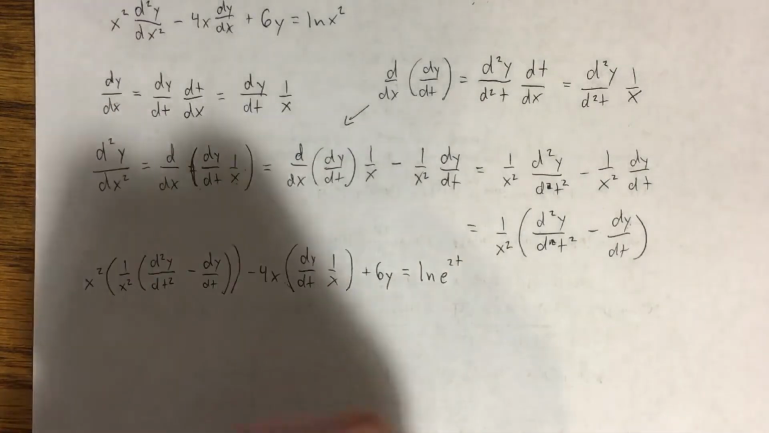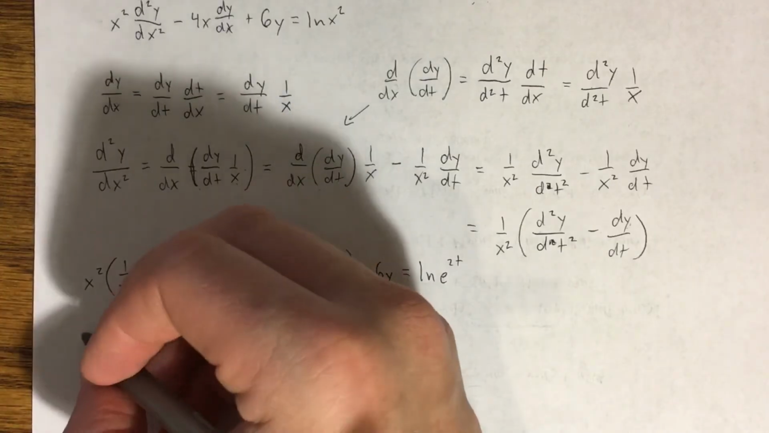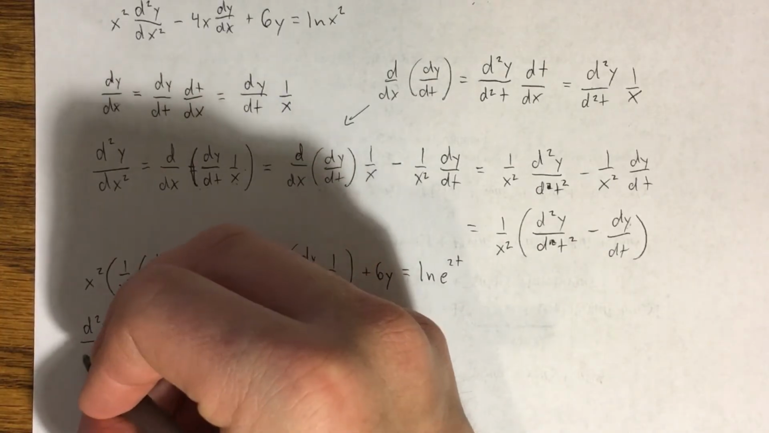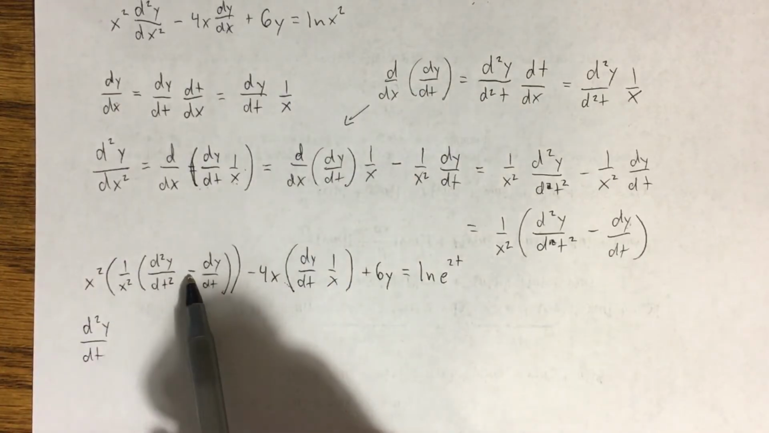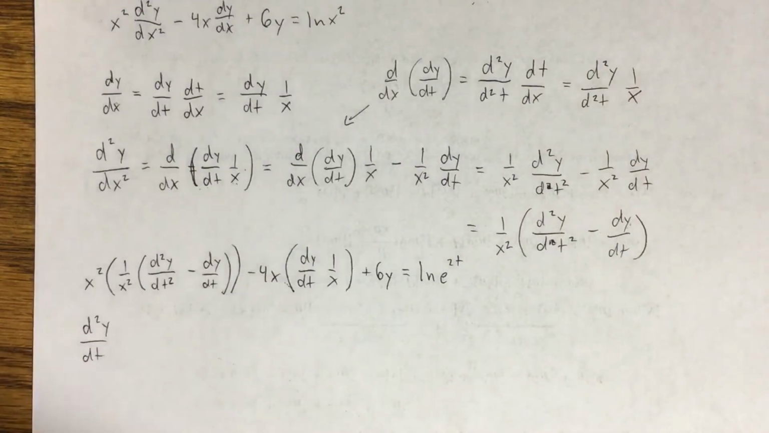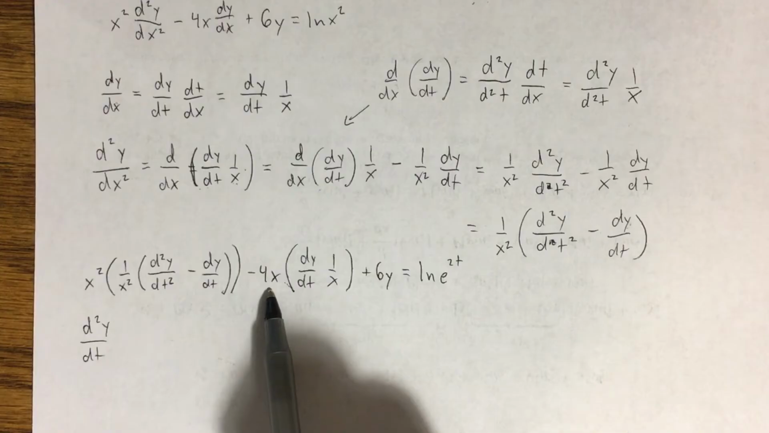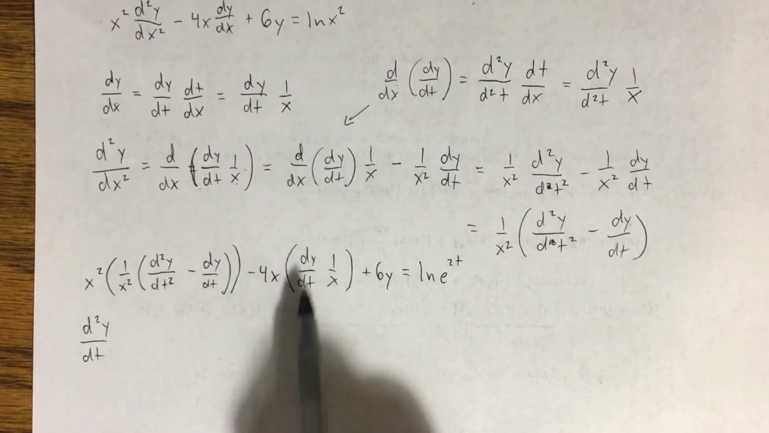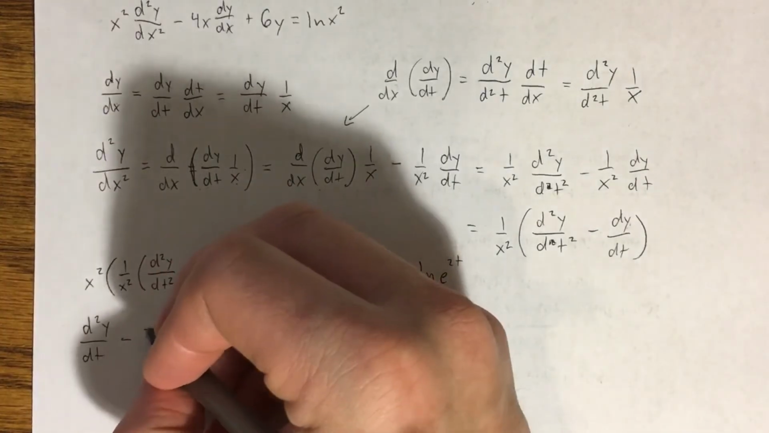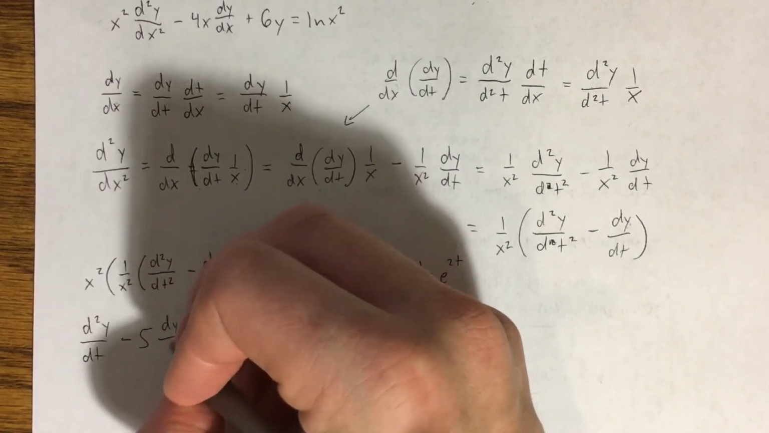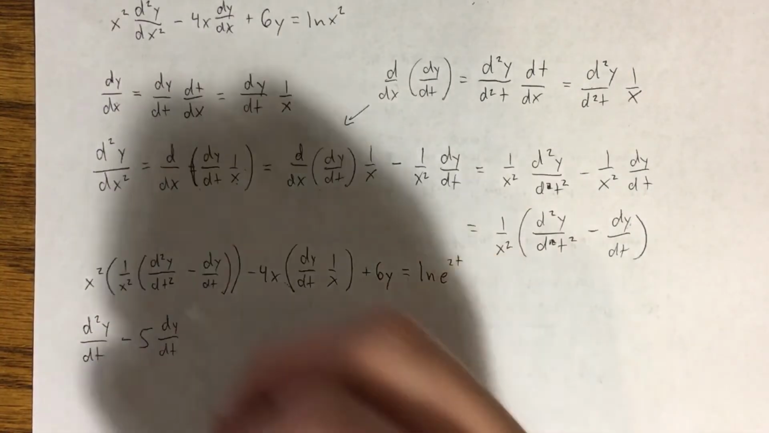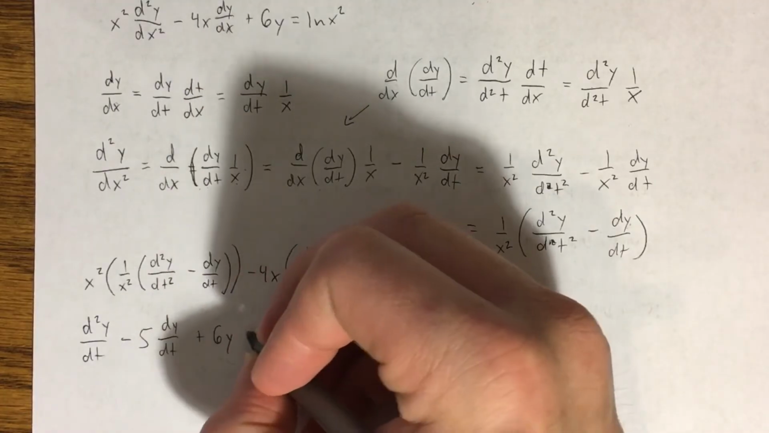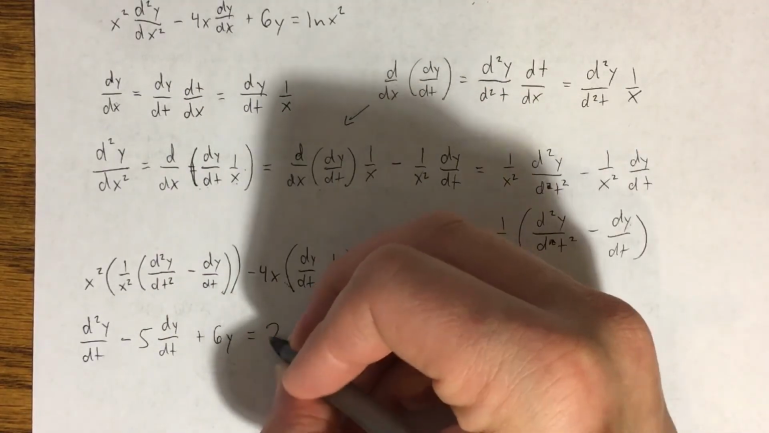So now I'm going to get a second derivative of y with respect to t minus dy dt. And over here, I'm going to have these x's cancel out, and I'm going to have a minus 4 dy dt. So that's going to combine to minus 5 dy dt. Then I have plus 6y, and that equals 2t.